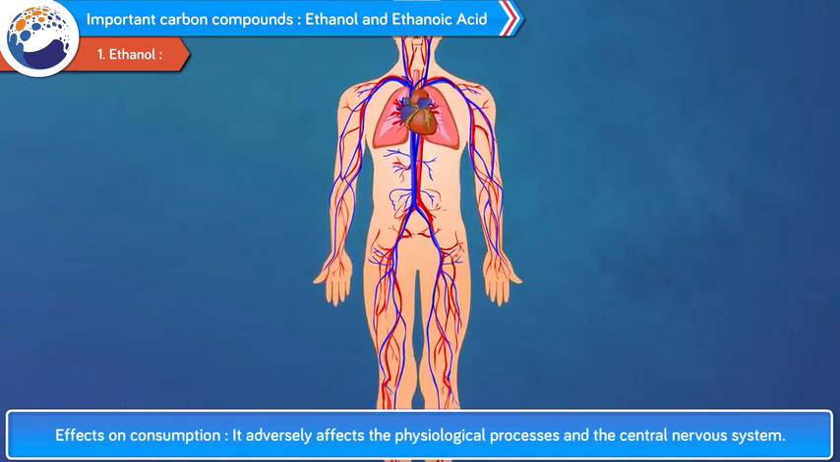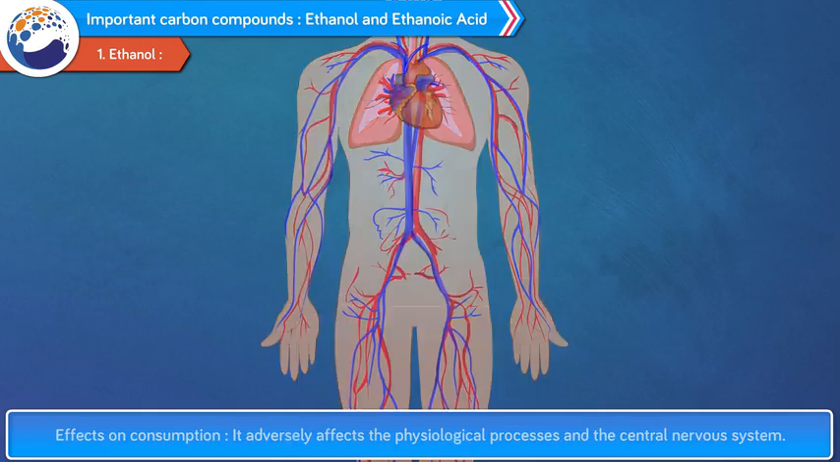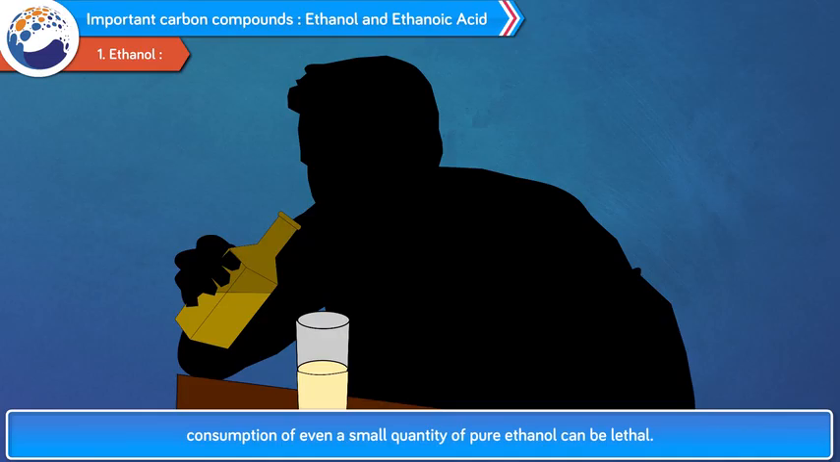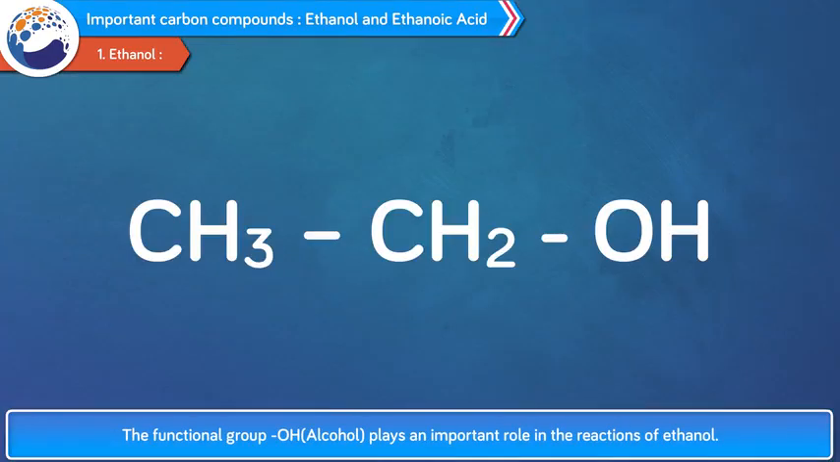Effects on consumption: it adversely affects the physiological processes and the central nervous system. Consumption of even a small quantity of pure ethanol can be lethal. Ethanol being a good solvent, it is used in medicine such as in cough mixture and also in many tonics. Chemical properties of ethanol: the functional group, OH alcohol, plays an important role in the reactions of ethanol.